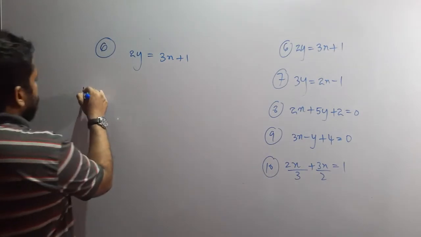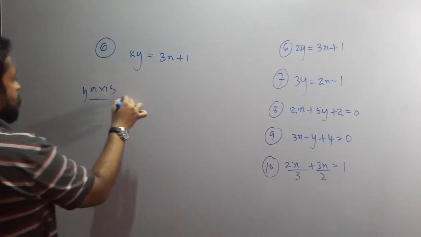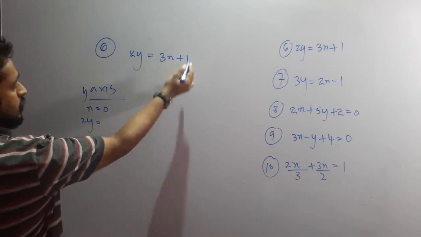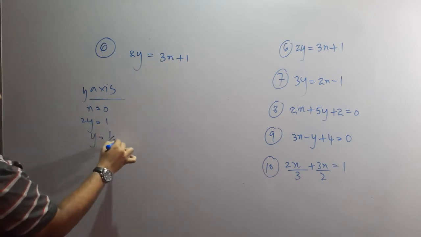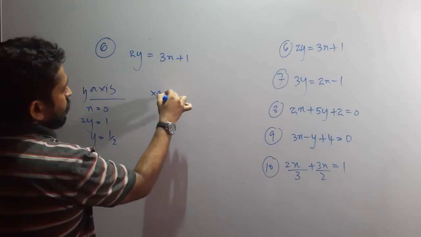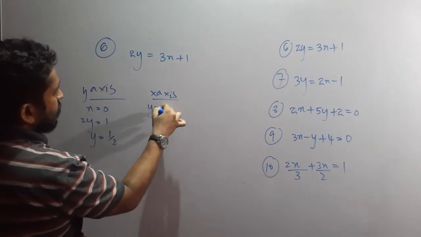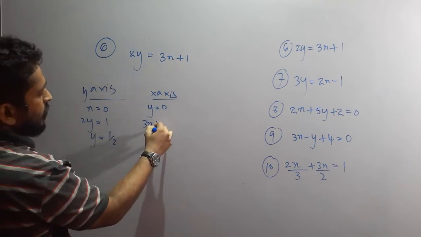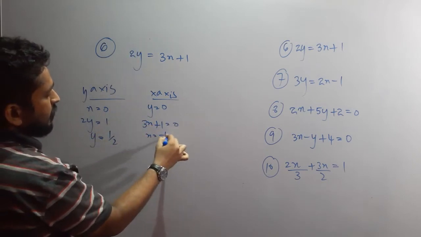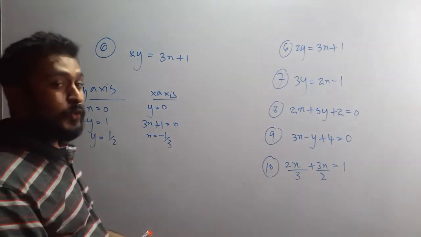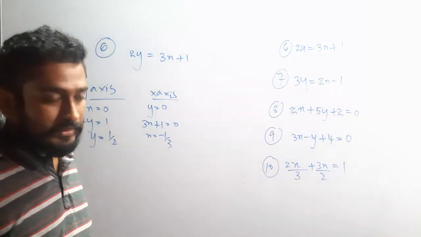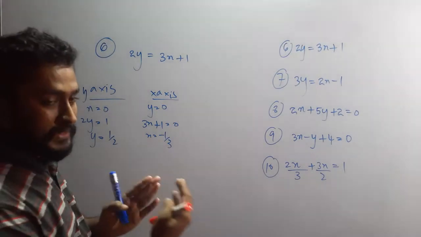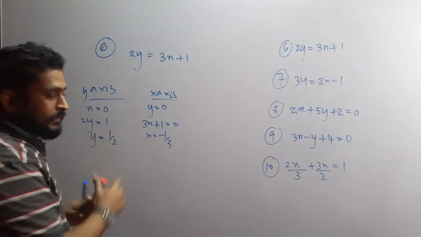Let's find out the starting point of the y-axis. With x equals 0, 2y equals 3 into 0 plus 1, so y equals half. Starting point of the x-axis by y equals 0: 2 into 0 is 0, then 3x plus 1 is 0, so x equals minus 1 by 3. You have to observe that both are fractions and the gap is less than 1, plus and minus.